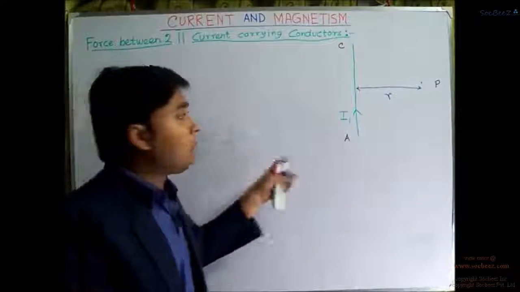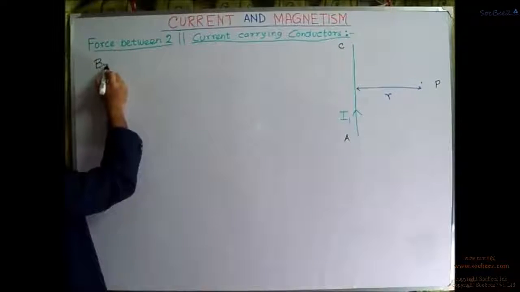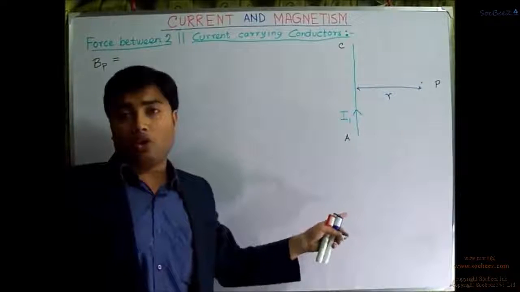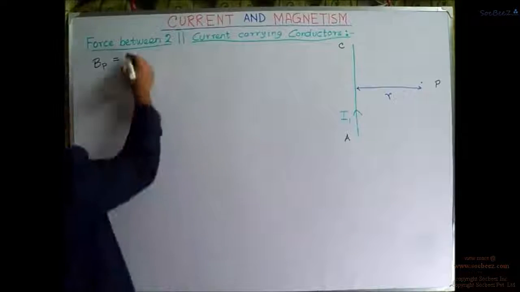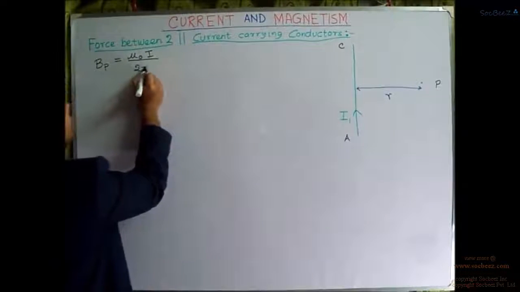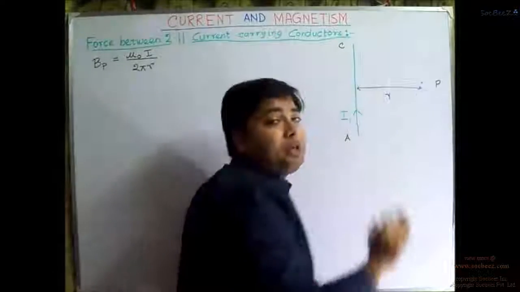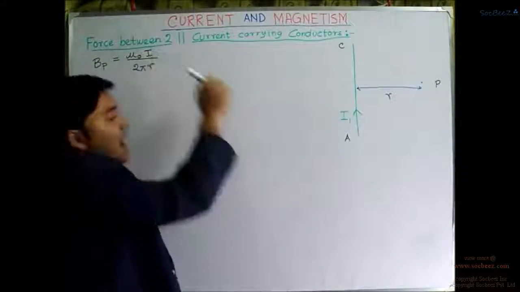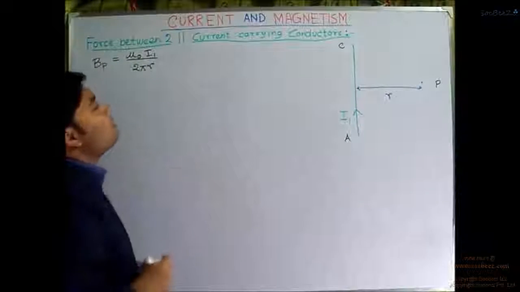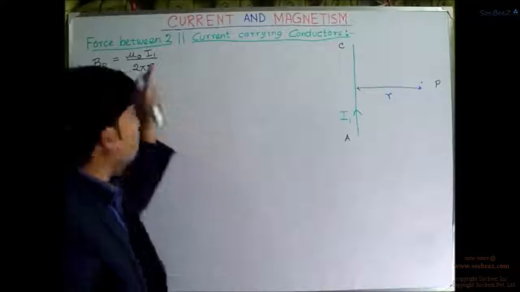So, the B at point P will be equal to, we know that for a current carrying conductor, this is equal to mu naught I divided by 2 pi R, where R is the distance of separation between them, and over here observe that this I is basically this I1. So it will come out as mu naught I1 divided by 2 pi R.